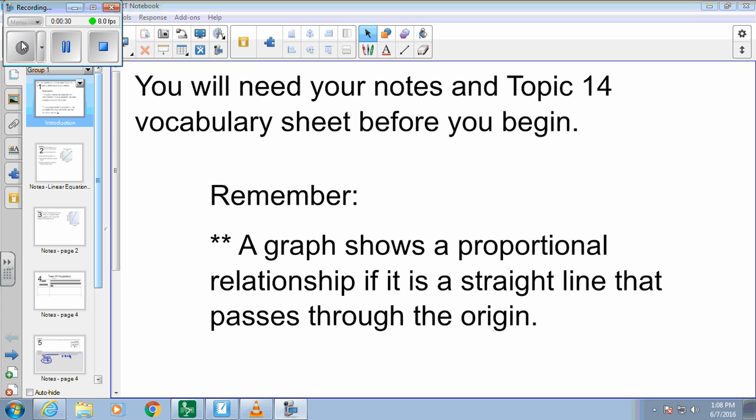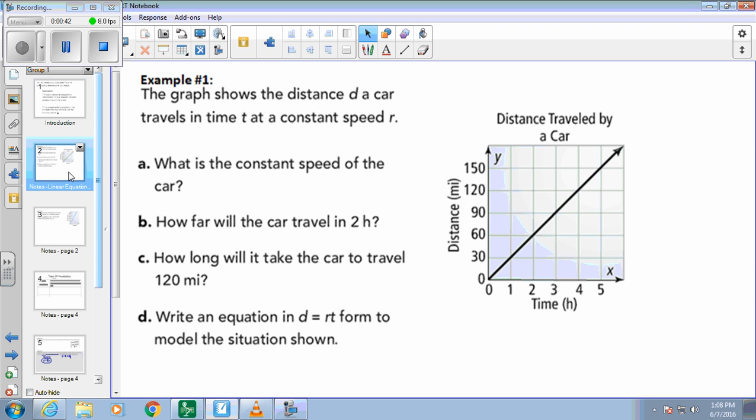So just to recall from the fall and from yesterday, a graph shows a proportional relationship if it is a straight line that passes through the origin. Example number 1 states that the graph shows the distance d a car travels in time t at a constant speed r. We have 4 questions that we need to answer based on the graph.